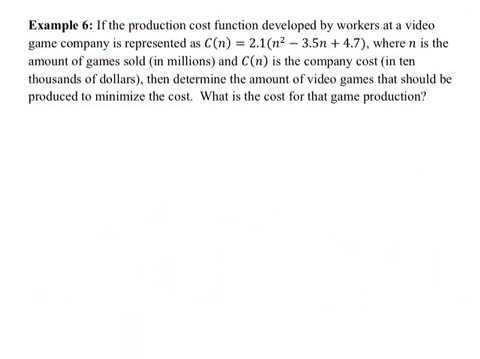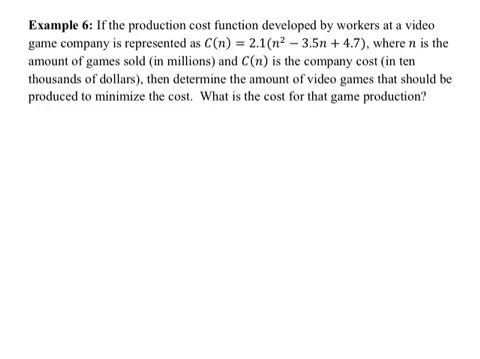Example 6 says if the production cost function developed by workers at a video game company is represented by C of n equals 2.1 times the quantity n squared minus 3.5n plus 4.7, where n is the amount of games sold in millions and C of n is the company cost in $10,000s, then determine the amount of video games that should be produced to minimize this cost. And the question becomes, what is the cost for that game production afterward?